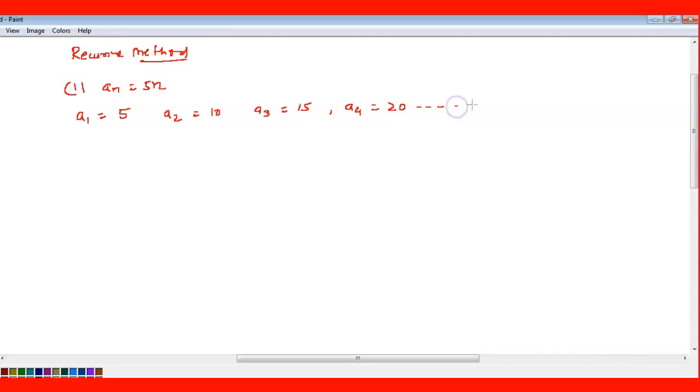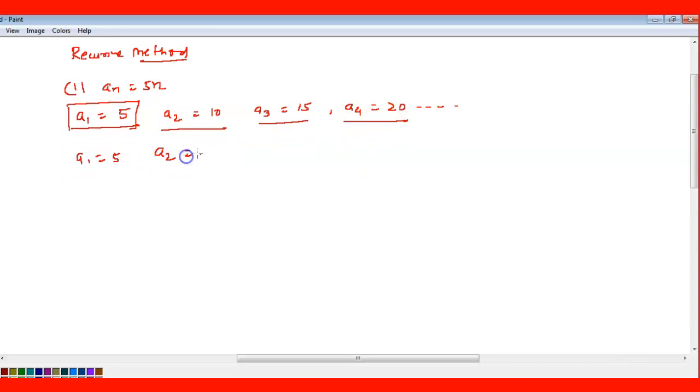So we can write it here: recursive means repeating itself. You have to write in such a way that the term is repeating itself. I will take an example and explain. This one we can also write: a1 is 5, right? a2 is 10, a3 is 15, a4 is 20. Now this a1 is 5, fine.